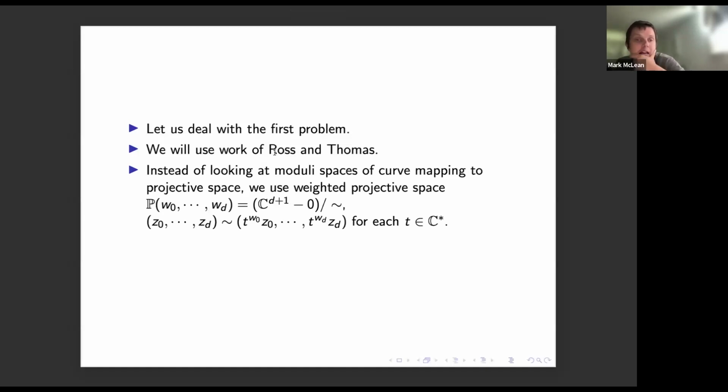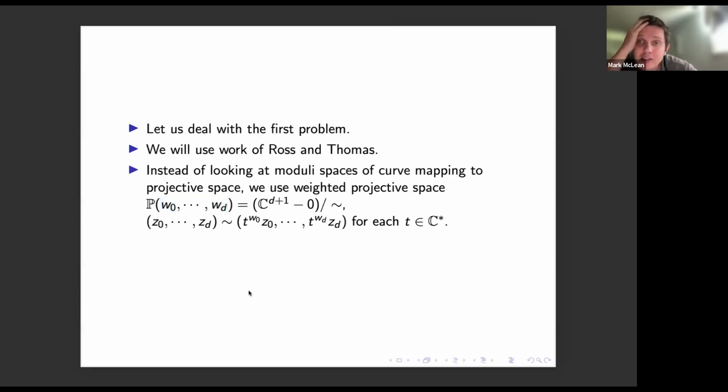So what Ross and Thomas say is, instead of mapping to projective space, you should map to weighted projective space for some appropriate sequence of natural numbers, W0 to WD. So we're going to map to weighted projective space, and weighted projective spaces can be orbifolds. So that's good.